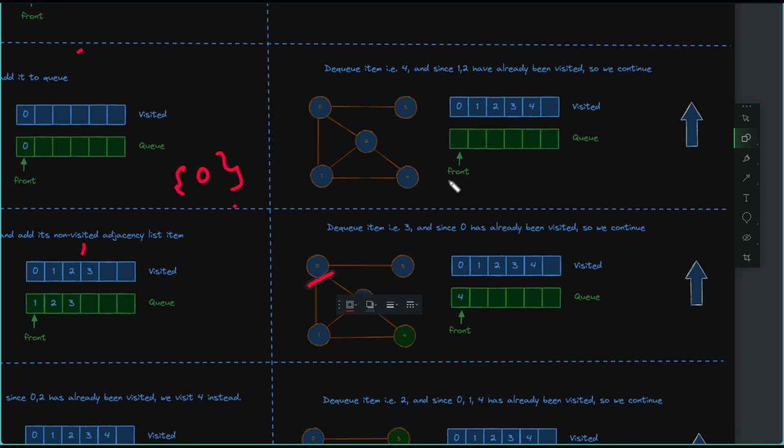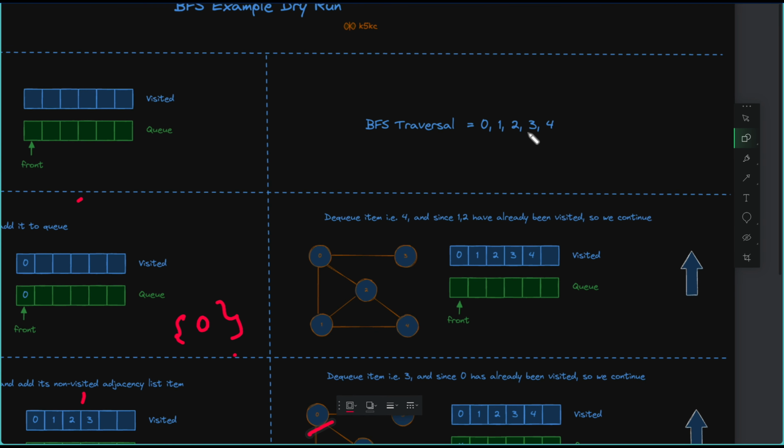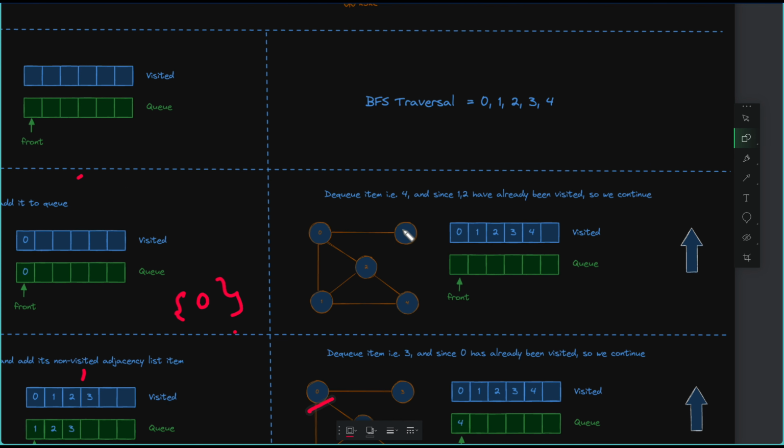So that means we have covered the whole graph. Our queue is empty, and eventually our BFS traversal, if you remember, is 0, 1, 2, 3, 4. Of course, it looks like there's some kind of ordering here, but no. If we start from, say, 3, the order will be totally different. So it depends on the starting node again.